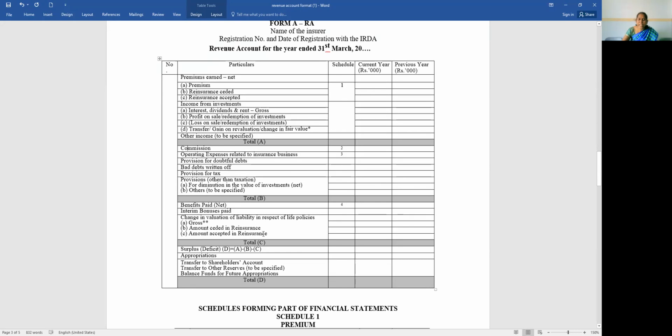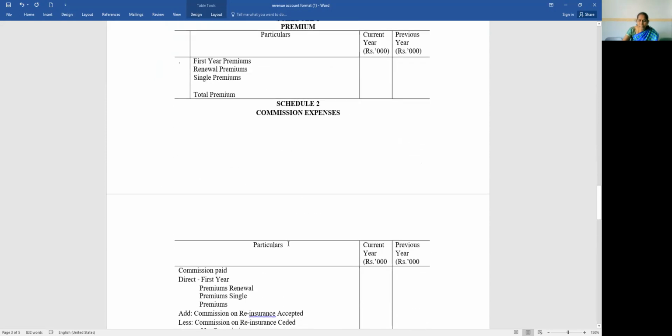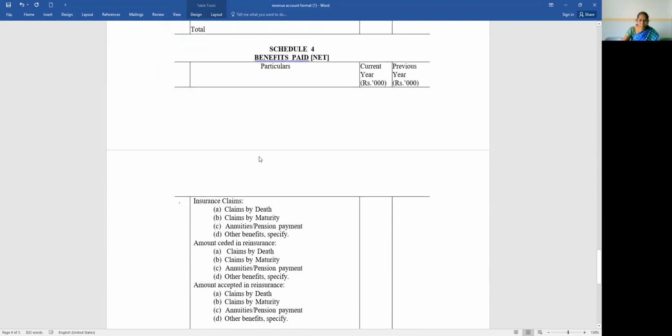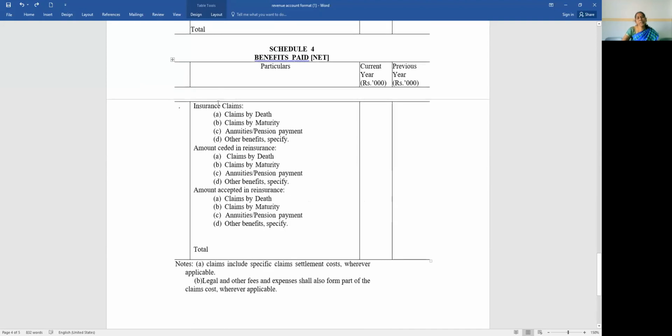And total C is exclusively for policyholders. Anything you are paying to policyholders will be coming under the category of this total C. Benefits paid. What is benefit paid? Benefit paid is nothing but any amount you are paying as a claim, by death claim, whatever it is. See, here it is, schedule 4. Insurance claim, death claims or annuity, pension, anything you are paying, all this will come under insurance claim.